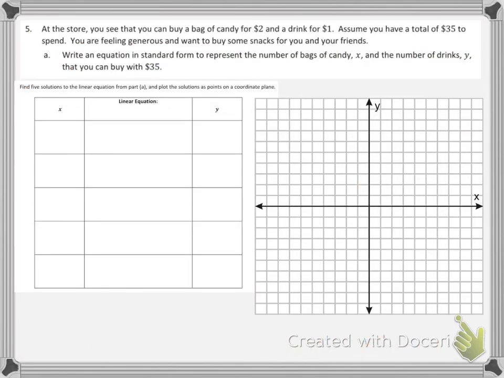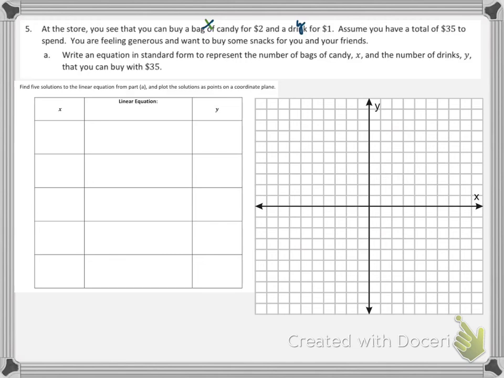Okay, number 5. At the store, you see that you can buy a bag of candy for $2 and a drink for $1. Assume you have a total of $35 to spend. You're feeling generous and want to buy some snacks for you and your friends. Write an equation in standard form to represent the number of bags of candy, x. So my bags of candy is going to be my x value. And the number of drinks is the y value. So this is going to be my y value.